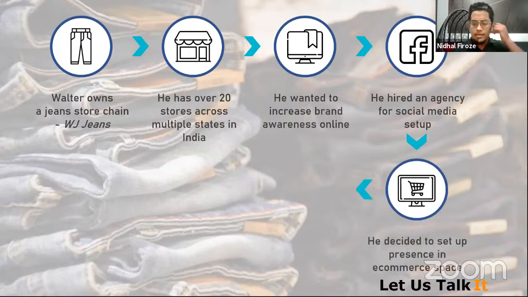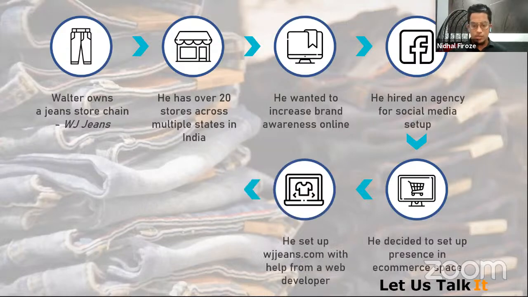But then he decides to take the next step. One of the reasons why Amazon is one of the largest organizations, in terms of revenue or market share, is that there's a lot of scope in e-commerce. So he also wants to get into e-commerce. He wants to sell his products, his jeans, through his own website. So he decided to set up presence in the e-commerce space.